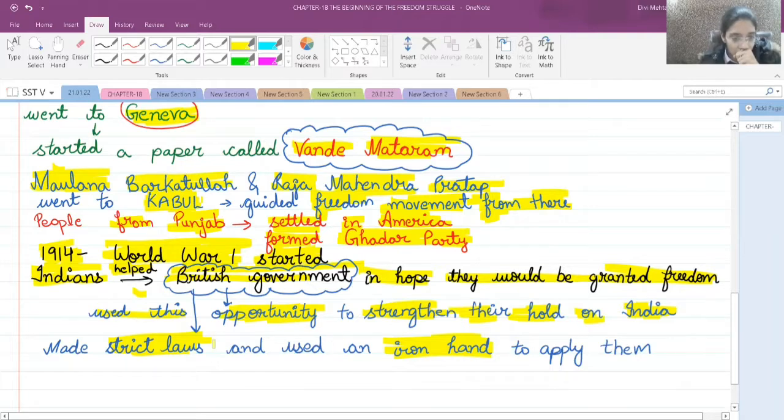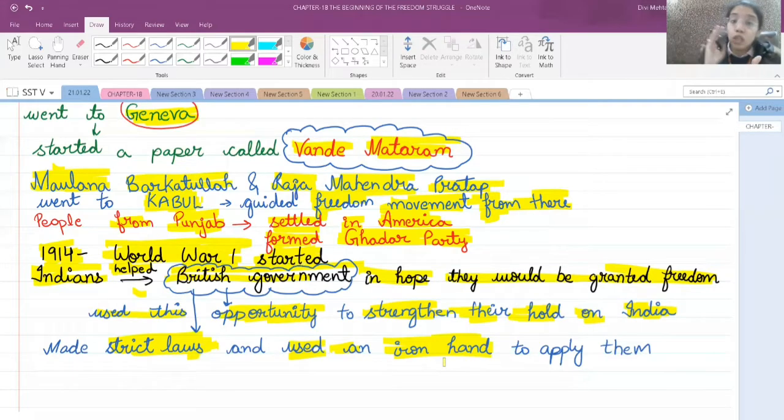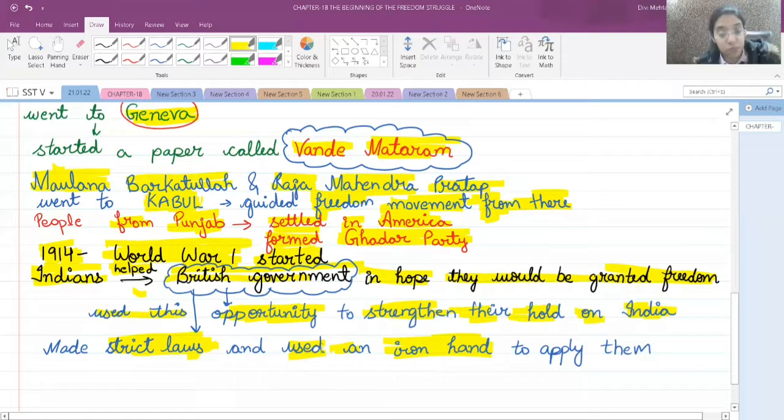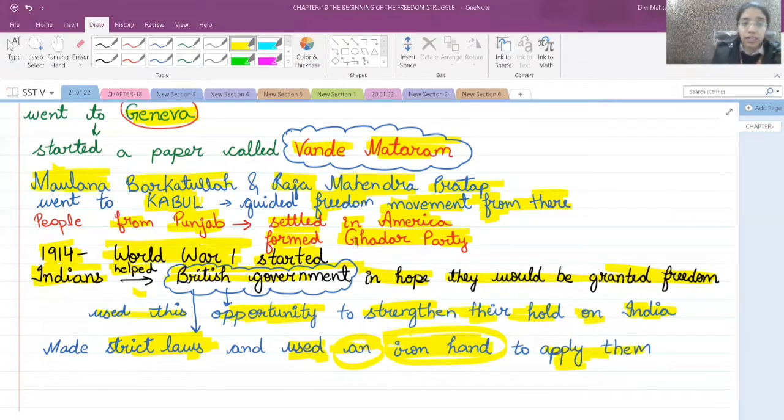They made some strict laws. The British government made strict laws and used an iron hand to apply them. Iron hand means the British government forcefully applied those laws on the Indians. So when the Britishers made the strict laws, they used an iron hand, forcefully telling us to follow their laws.